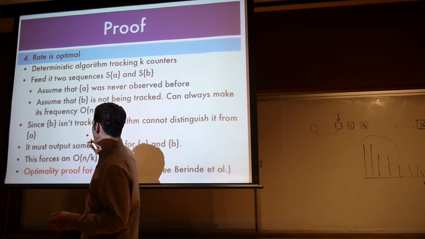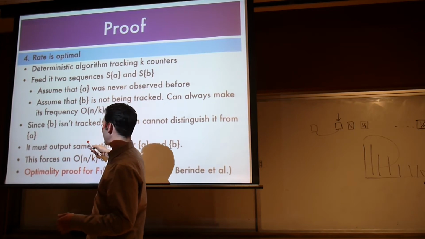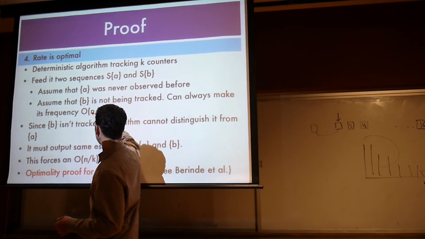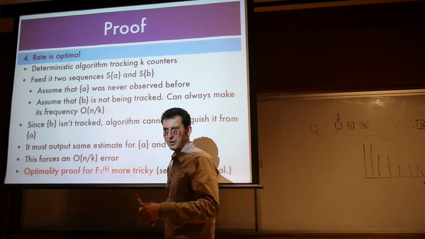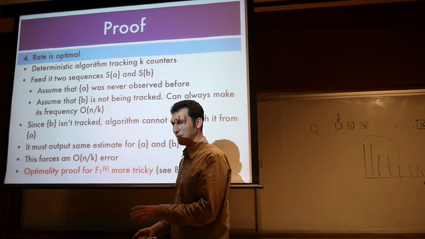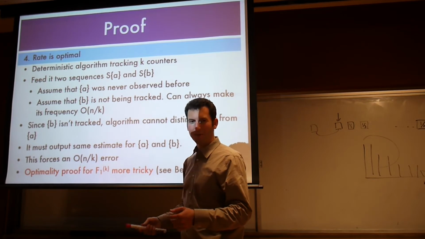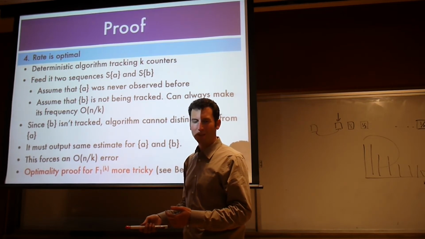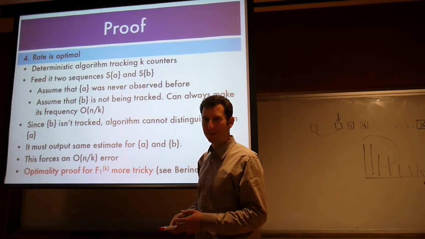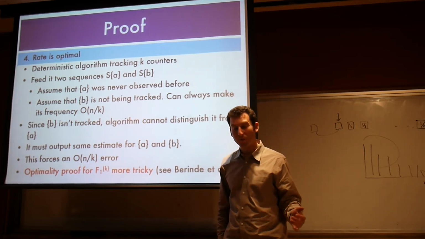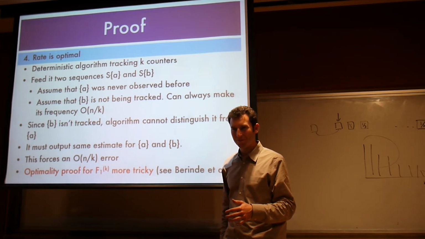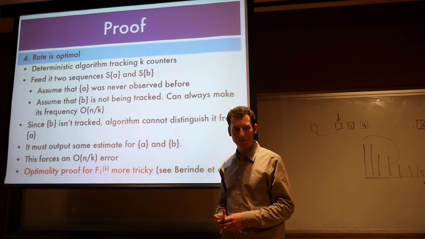So now anything that it does, if it outputs 0, it's screwed here. If it outputs n over k, it's screwed there. And so it might output something in between n over k and 0, so n over 2k, which still means we have order n over k error. And that proves the lower bound. We've basically constructed a maximally evil sequence which will screw the algorithm. And that gives us the lower bound.